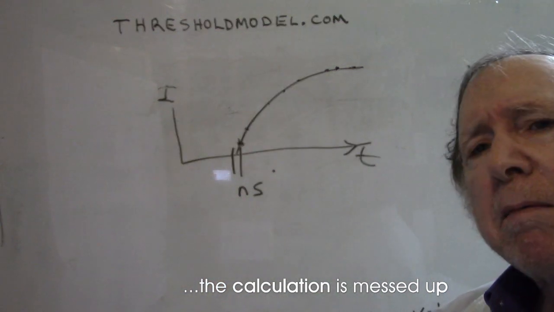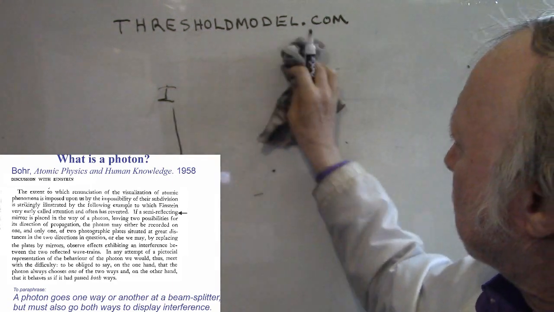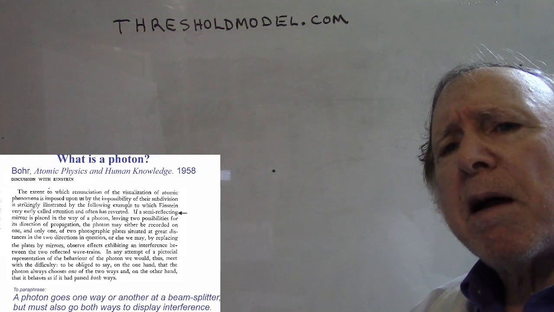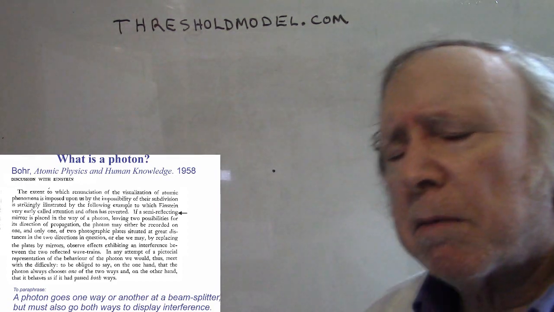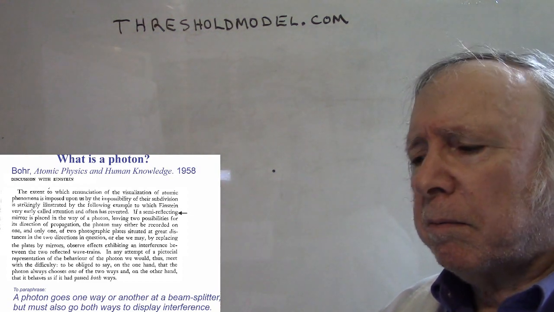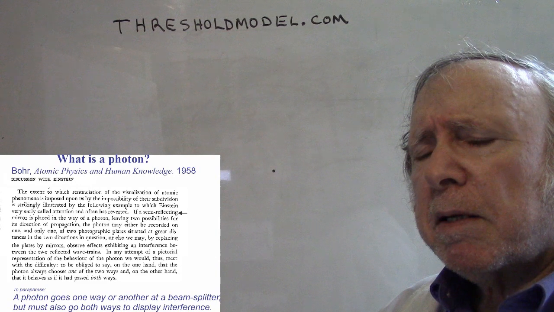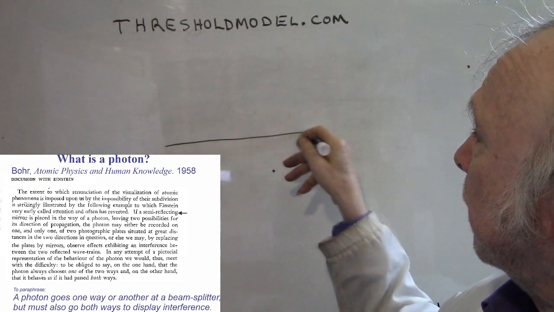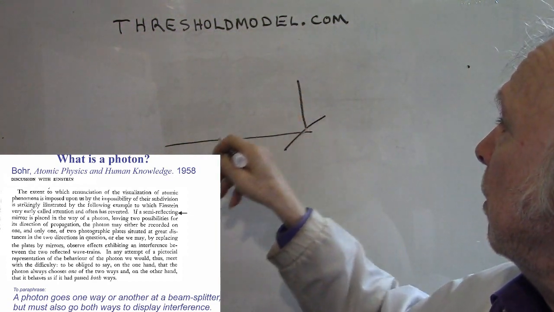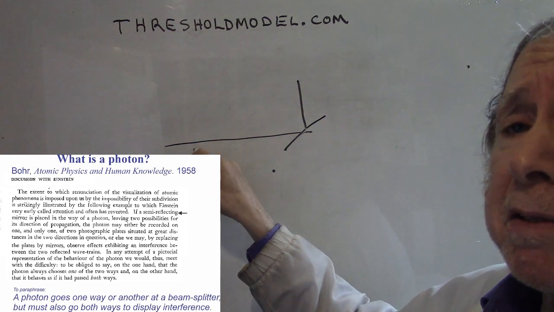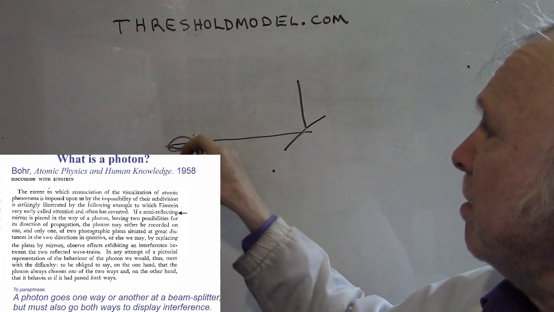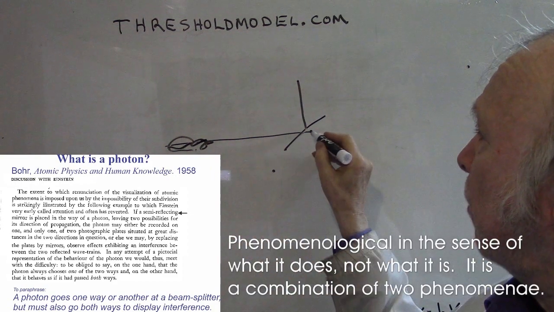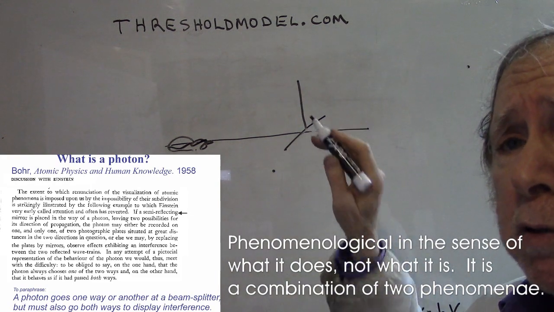In 1930, the model of the photon was expressed in words, first by Einstein, and it's explained in a book by Bohr, where he's quoting Einstein to say a photon will go one way or another at a beam splitter. Let's draw the beam splitter. And so whatever a photon is, it's not a blob of light. It's not anything localized at all. This is a phenomenological definition of what the photon is supposed to be, the photon model.